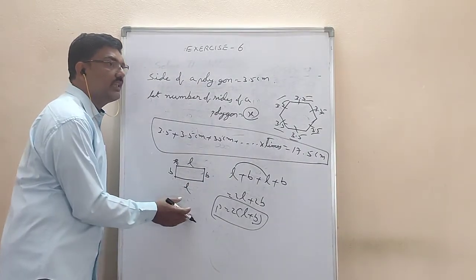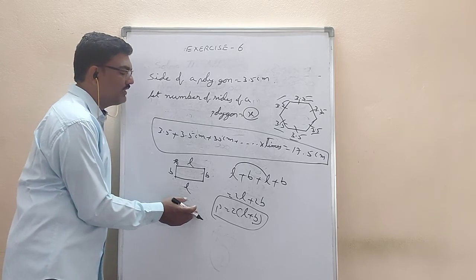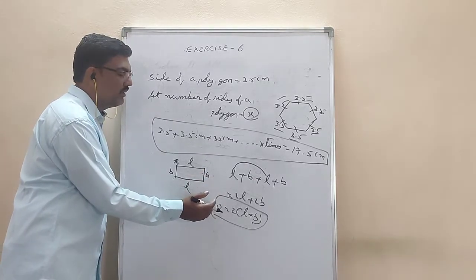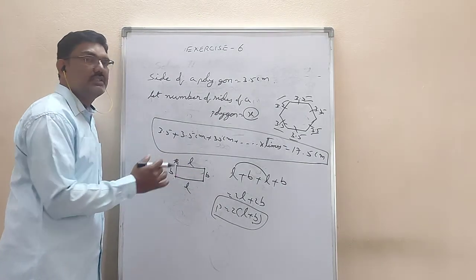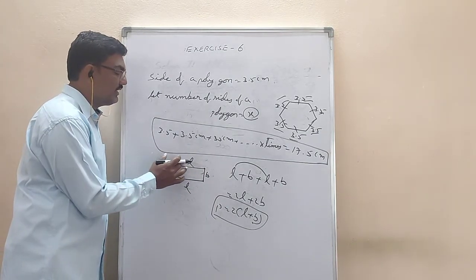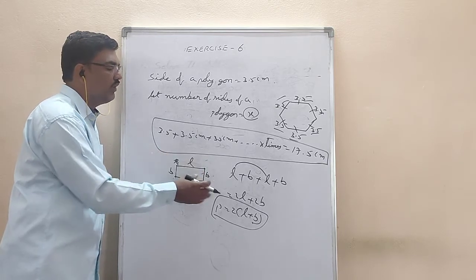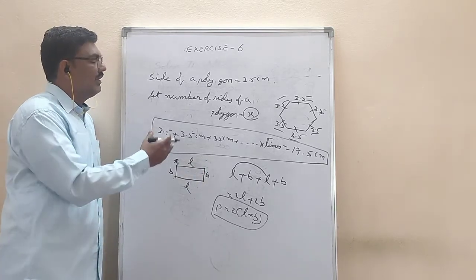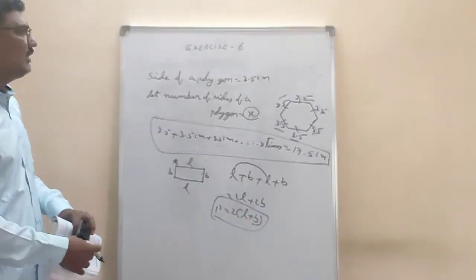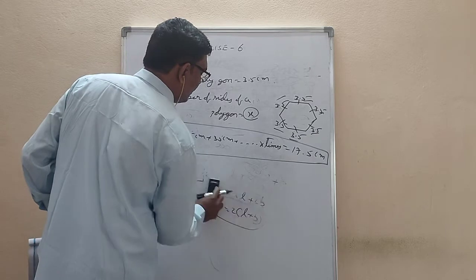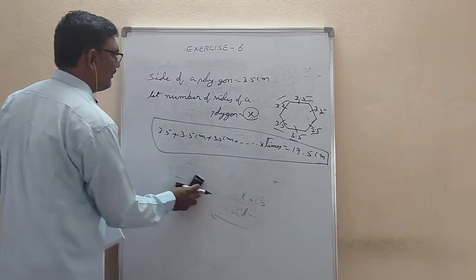Your teachers will ask you to learn it by heart. What is the formula for the perimeter of a rectangle? Perimeter means sum of all the sides. It has 4 sides, so if you add, you get the perimeter. Like that, you have to add all the sides here. So how many sides are there? We don't know, so x sides you kept.